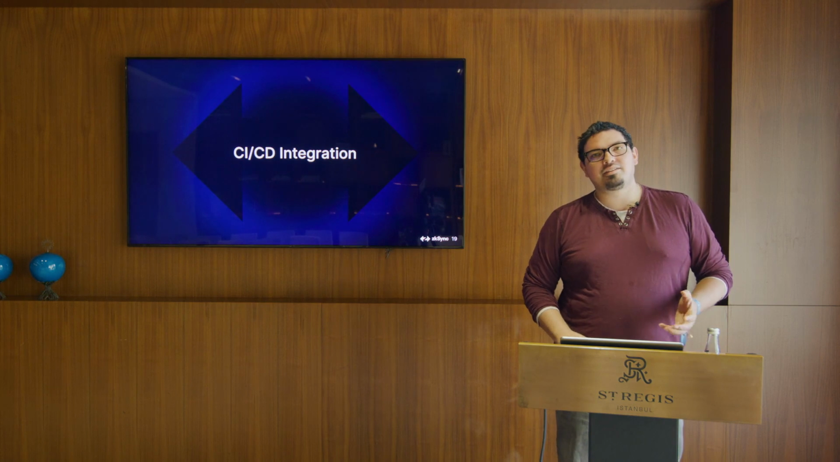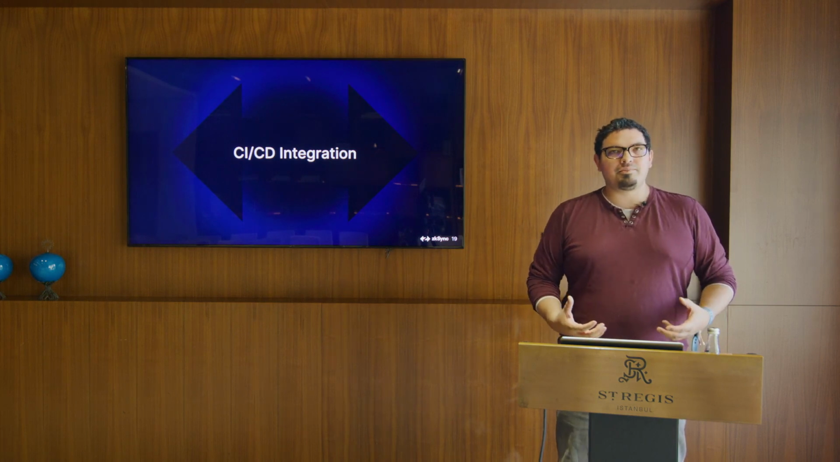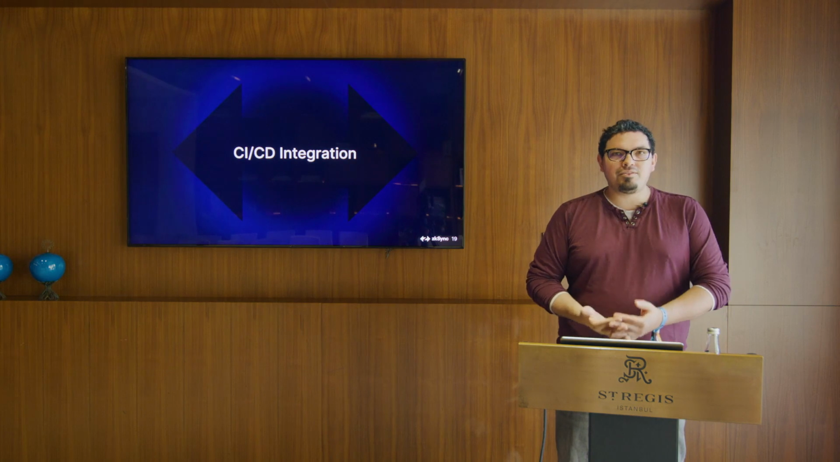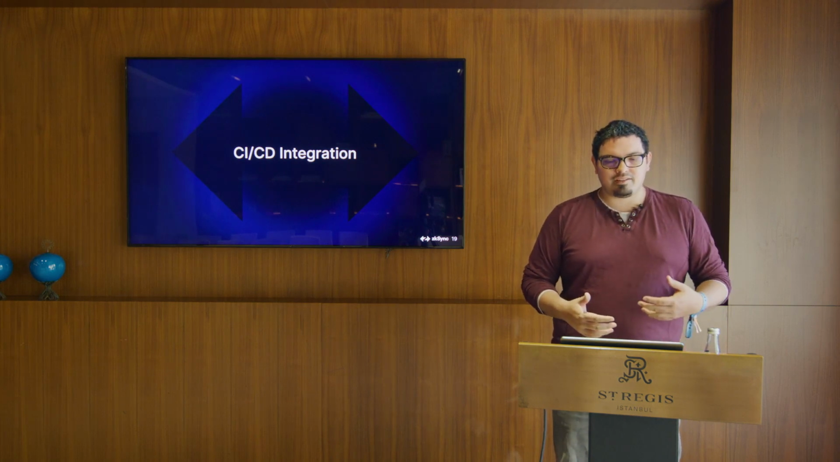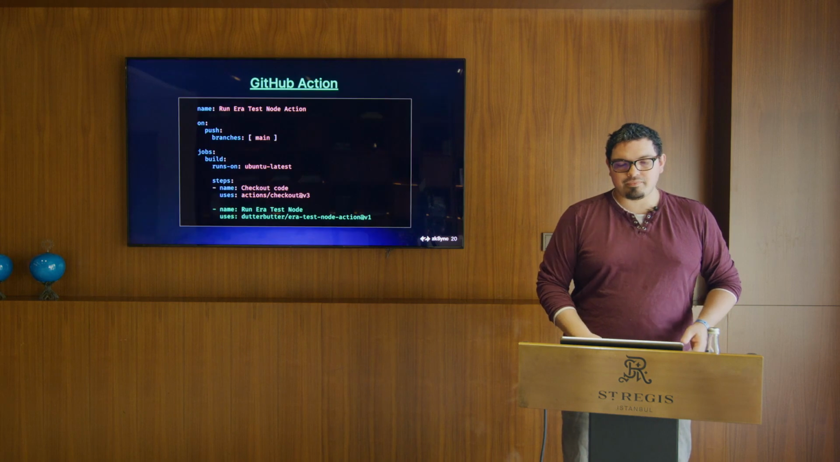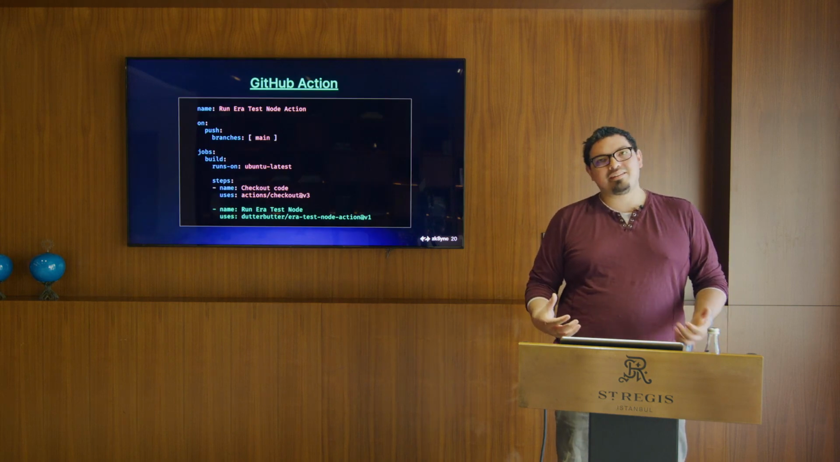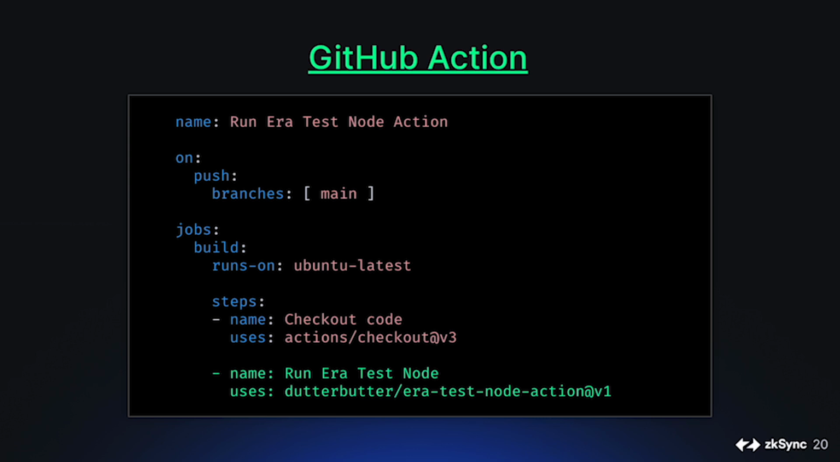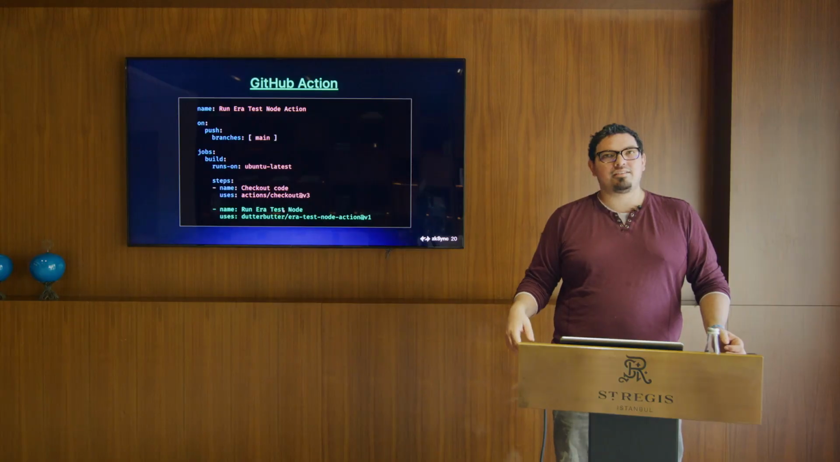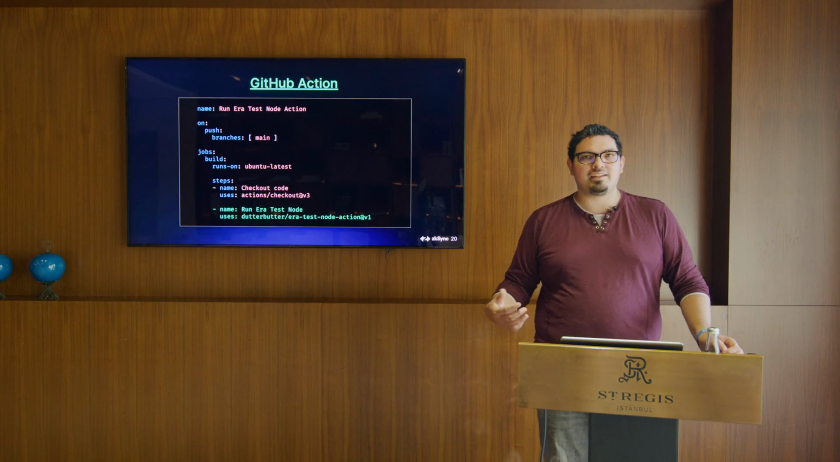So, CI/CD integration. A lot of what we've shown is for local debugging, but we want to give you the opportunity to integrate this with some of your workflows for CI/CD. In terms of GitHub, we have a GitHub Action for the Era test node that's available down here. All you have to do is add this action, and the node will automatically be running on port 8011. So if you need it for any of your local tests, you just have it available, and it should be really easy to set up, just 2 lines.